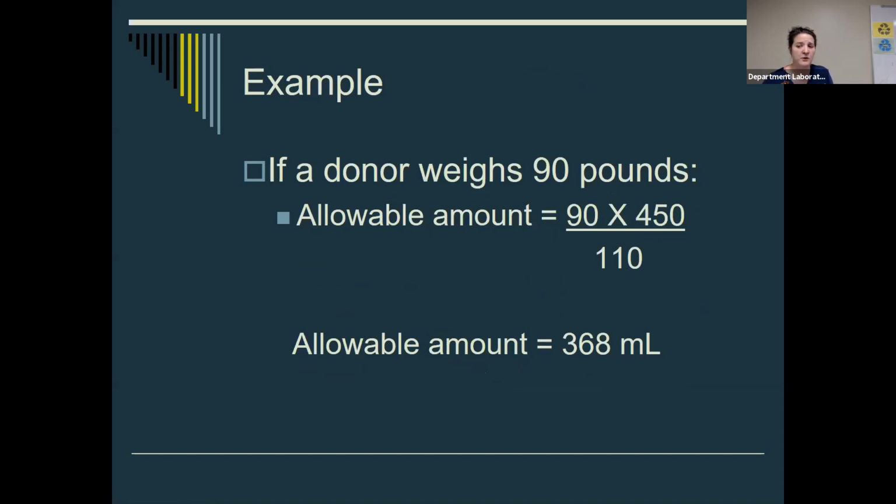So here's an example. If you have a donor that weighs 90 pounds, you take 90 pounds times 450 divided by 110. So we would only want to take off 368 mils from this patient, okay, versus the standard 450. And you have to account for the amount of blood we're drawing, probably 5 tubes of blood for infectious disease testing as well. So you have to include that in the total amount of blood that we draw off that patient, okay?